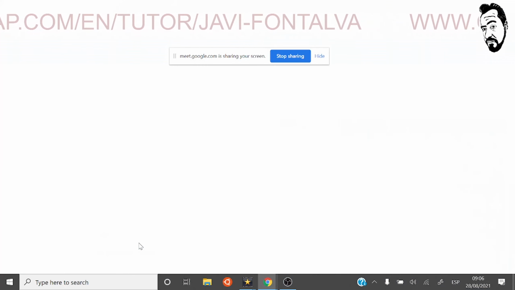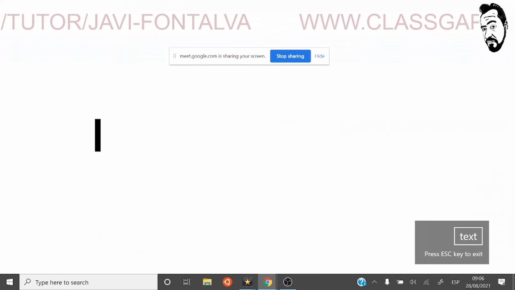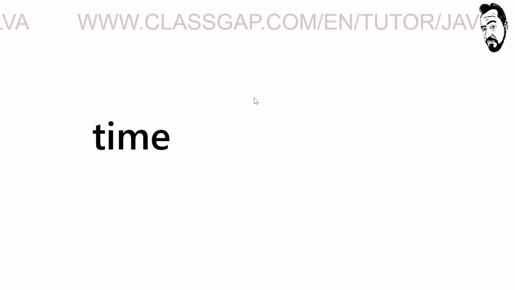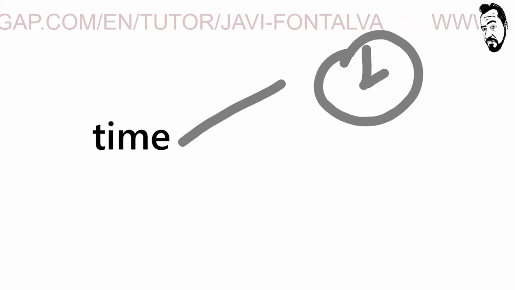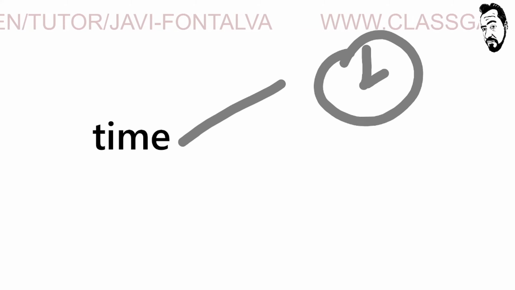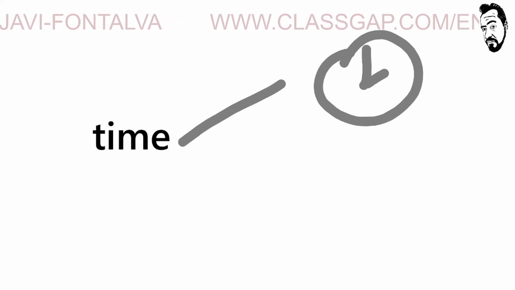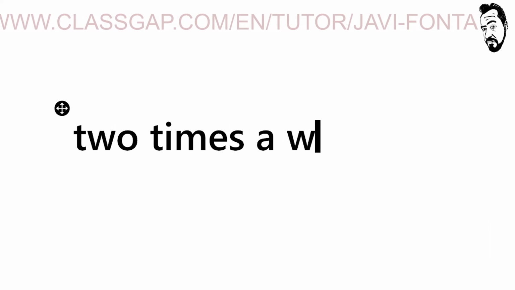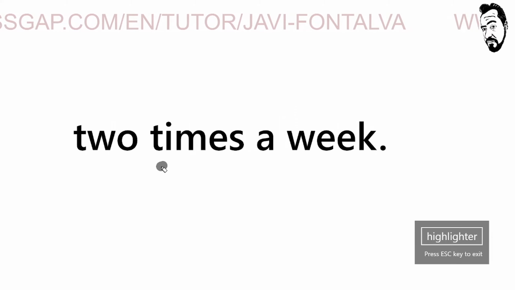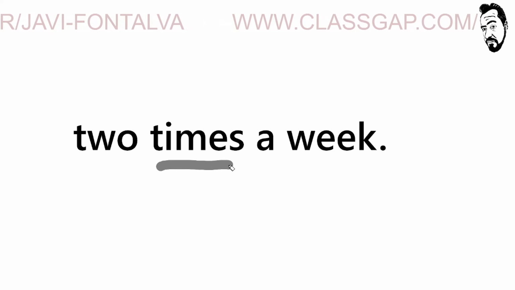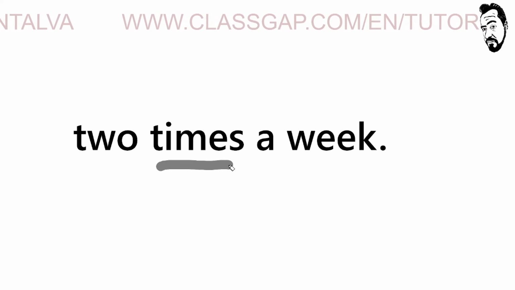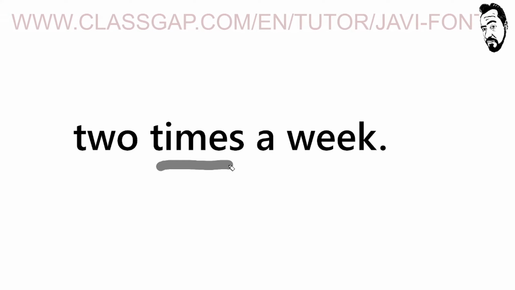Now, you have to be careful because the word time has two different meanings. When you mean the time, it's uncountable. But time has a second meaning. Sometimes you can say, for example, two times a week. Here, we're not talking about the time of the clock. We talk about the number of repetitions you do something. So this time is countable.